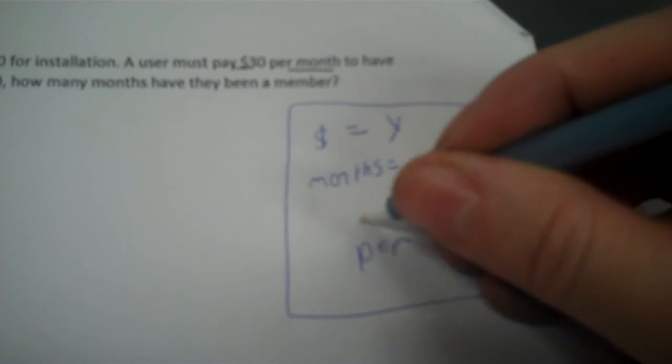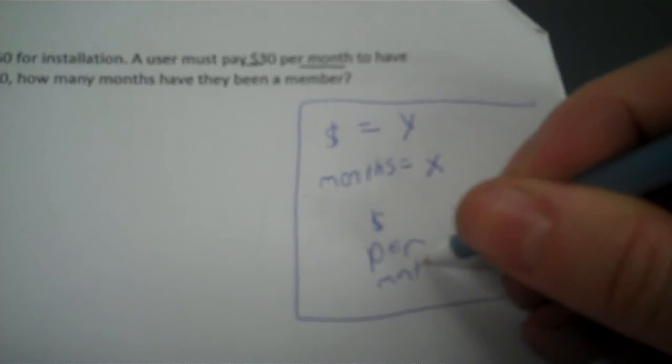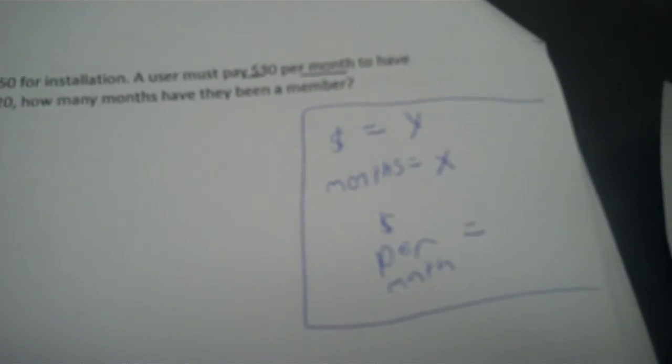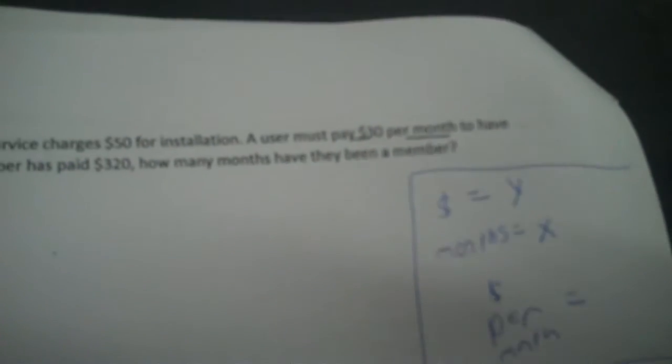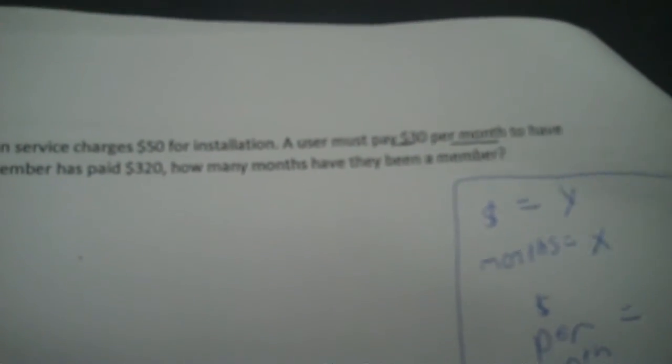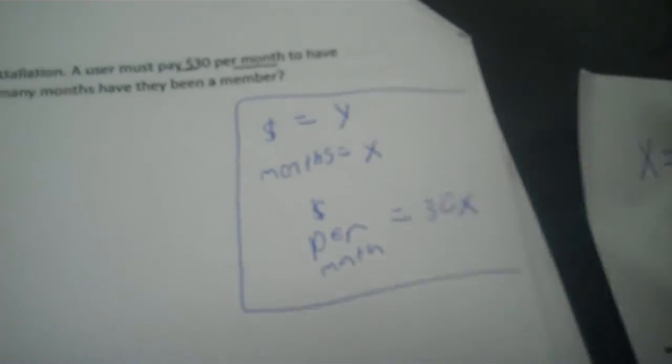So per. Dollars per month. Okay, how much does a month cost? That's what dollars per month means. If you buy 1 month, how much does it cost? It costs 30. So 30x. Okay, so you got 30x.